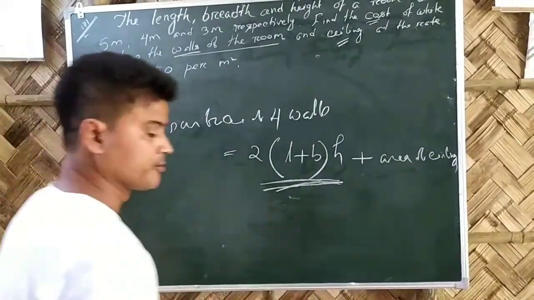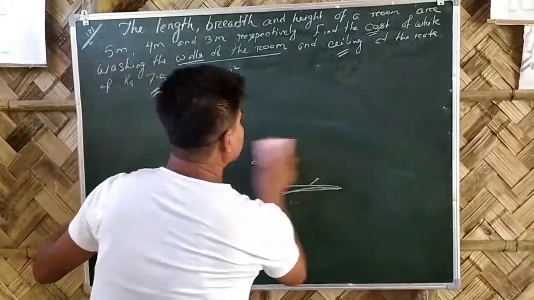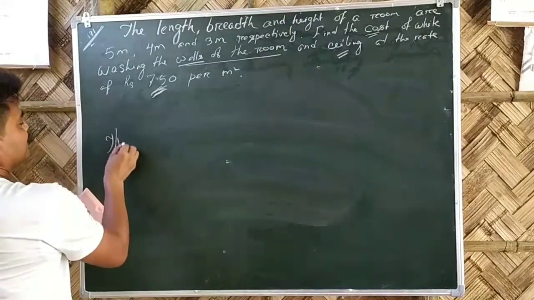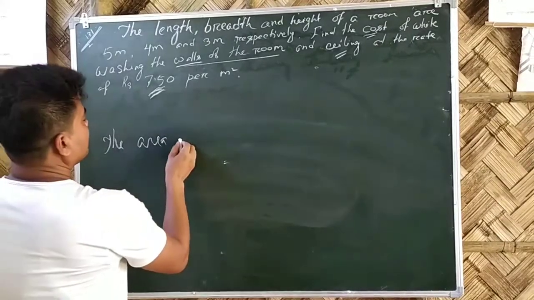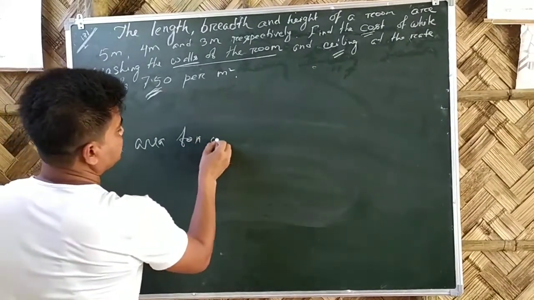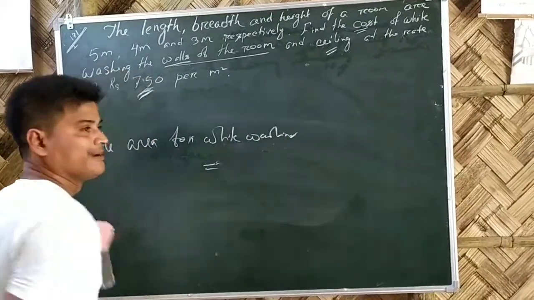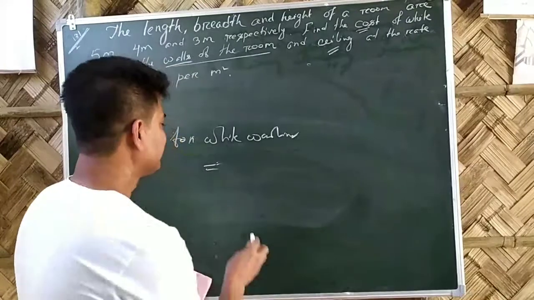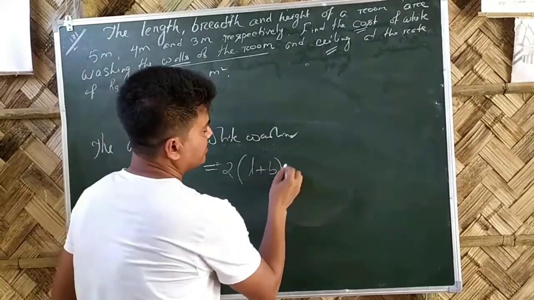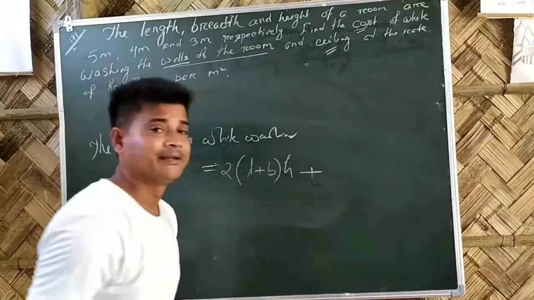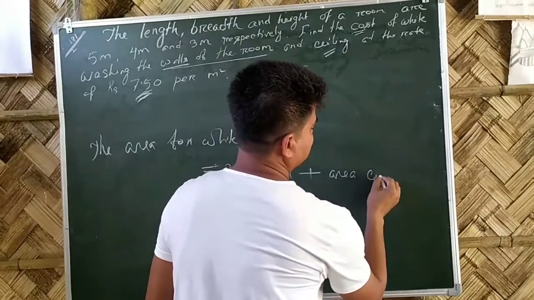And now we are going to calculate the value. So now the area for whitewashing will be the area of the four walls, that means the formula 2 into (L plus B) into H, plus the area of the ceiling.